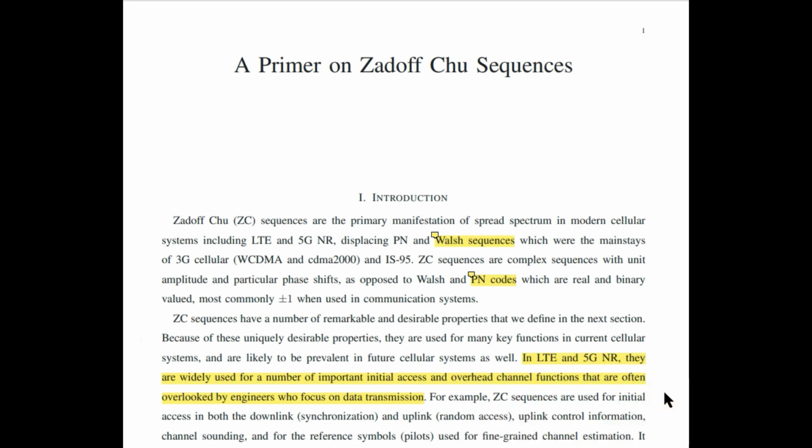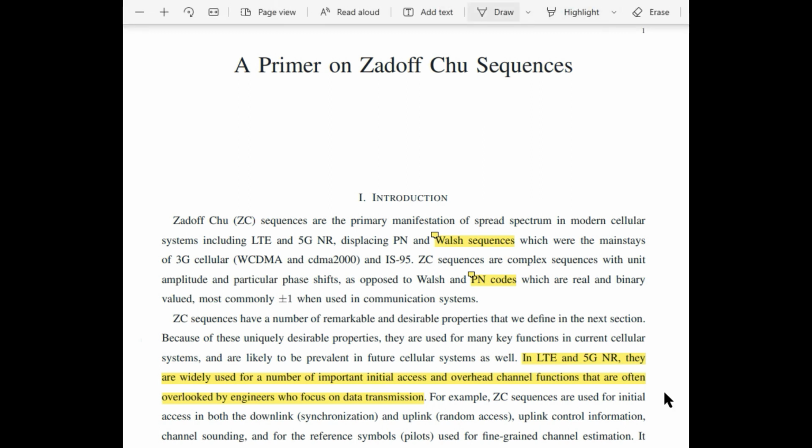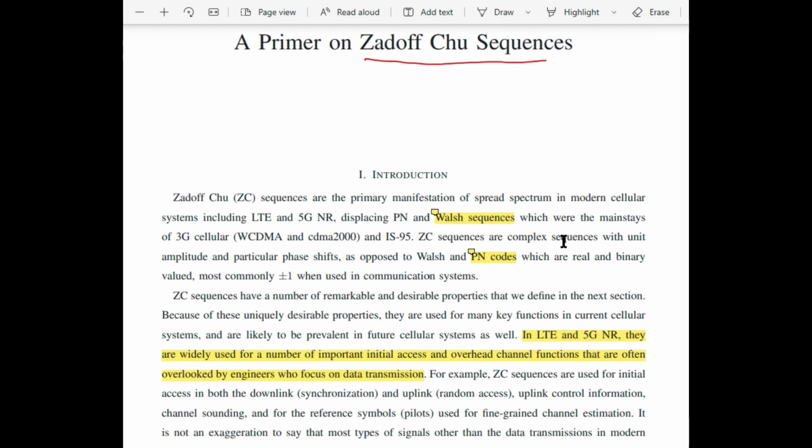आज मैं ZC सीक्वेंस के बारे में एक्सप्लेन करूंगा। ZC sequences are the primary means of spreading spectrum in a modern cellular system, including LTE and 5G NR. That is basically replacing the PN and Walsh sequences, which were a mainstay of 3G cellular.